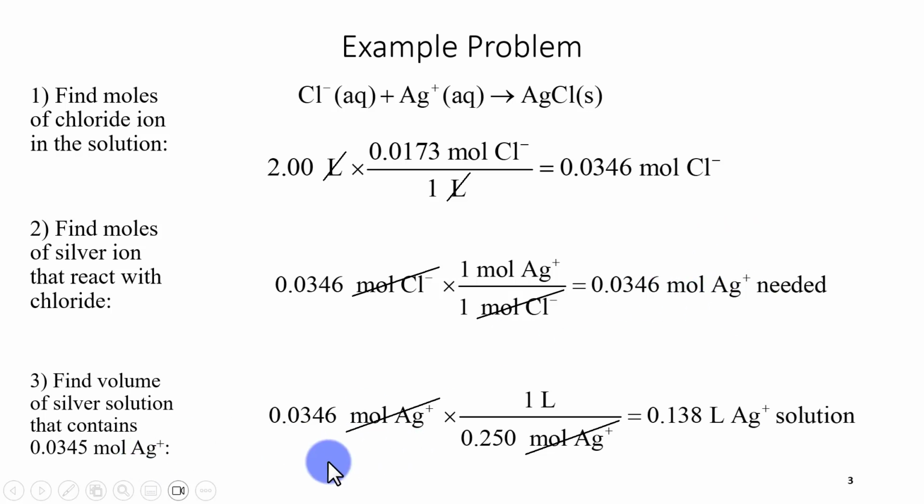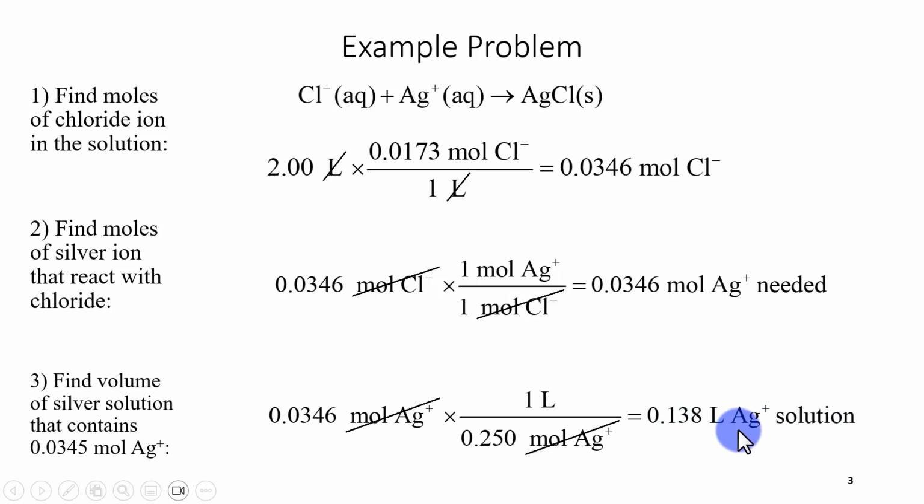I can take the moles, start with that, multiplied by my molarity, which is really dividing by the molarity, but I'm writing it in the form of a fraction where the liters are on top and the moles are at the bottom. So 0.250 moles are at the bottom, 1 liter is at the top. The moles will cancel and it will give me 0.138 liters of silver plus solution.